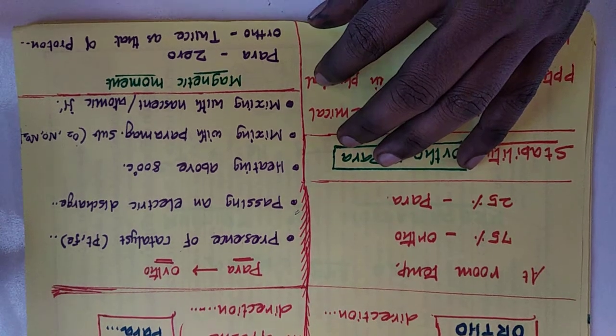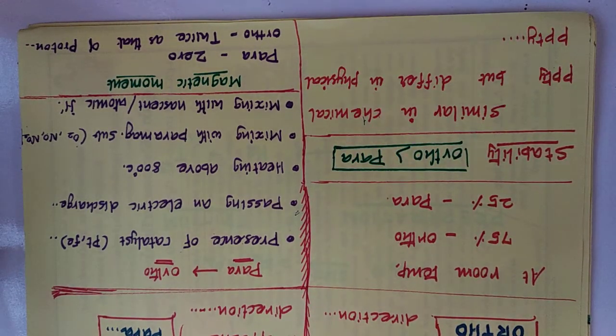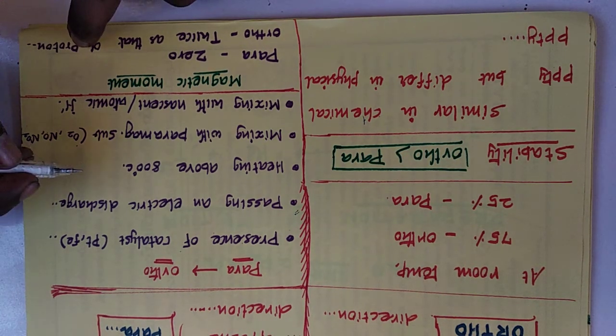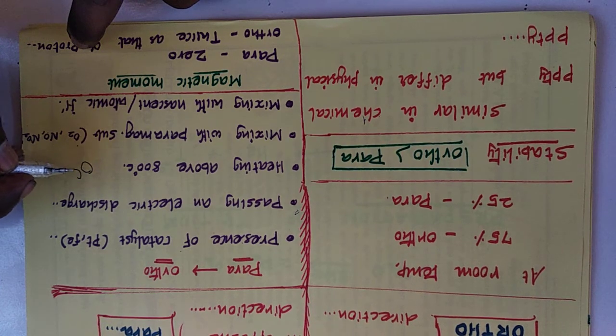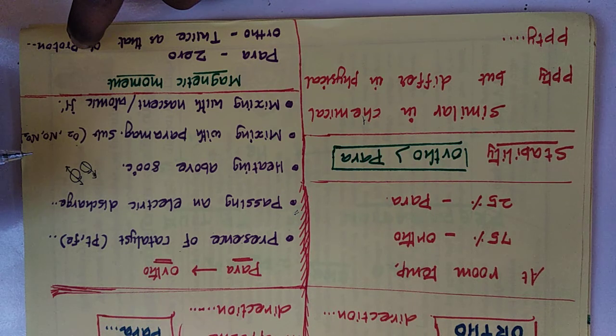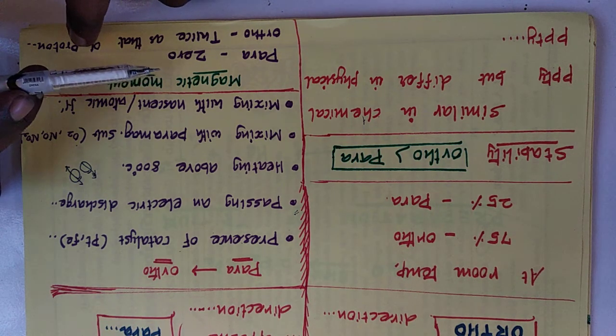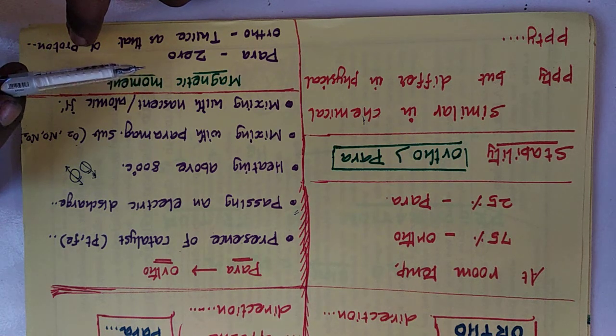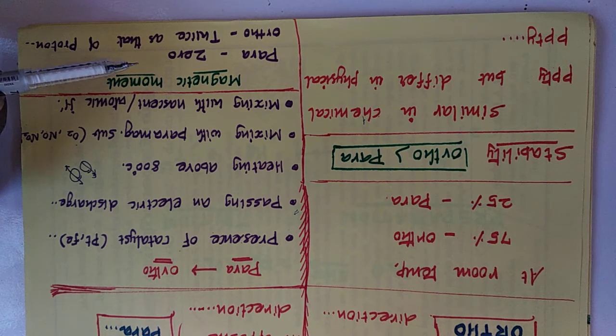Then finally we can see the magnetic moment. The magnetic moment of para hydrogen will be 0. Why 0? In a hydrogen molecule, one nucleus spins clockwise and the other nucleus spins anticlockwise, so their net magnetic moment is cancelled, and so we can say para hydrogen possesses 0 magnetic moment. But the magnetic moment of ortho hydrogen will be twice that of a proton.